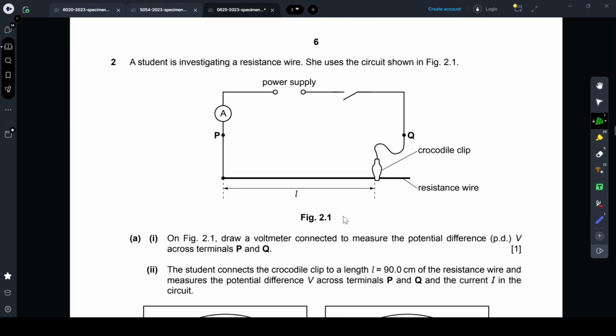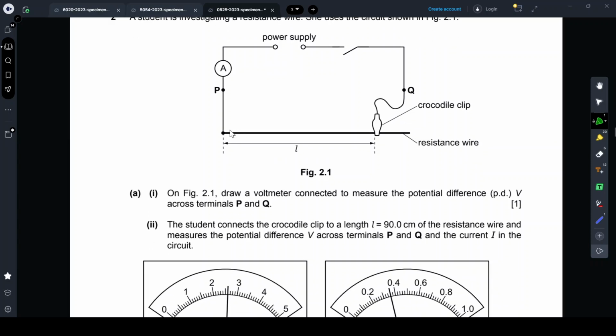All right, a student is investigating a resistance wire. She uses the circuit shown over here. On figure 2.1, you've got the power supply, you've got an ammeter, these are points P and Q, and this is the length of the wire. Because the wire is flexible, you can place the crocodile clip. The crocodile clip has metallic teeth, so you can place it at different lengths of the wire.